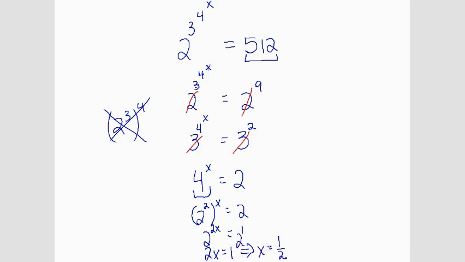Remember that x being equal to 1 half is the square root. So if we go back to our original problem, 4 to the 1 half would be 2, 3 squared would be 9, 2 to the 9th would be 512.